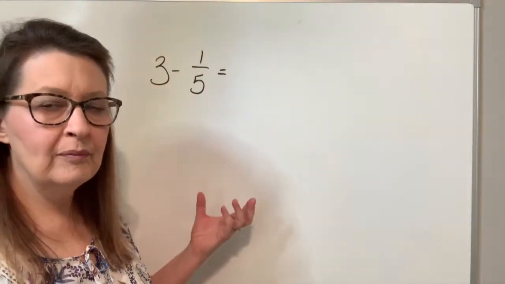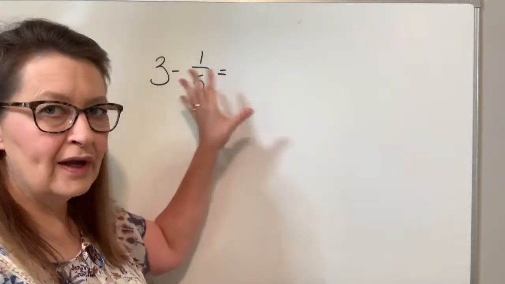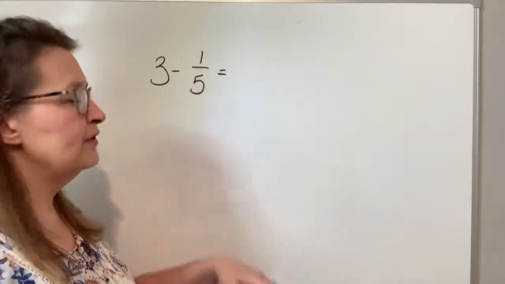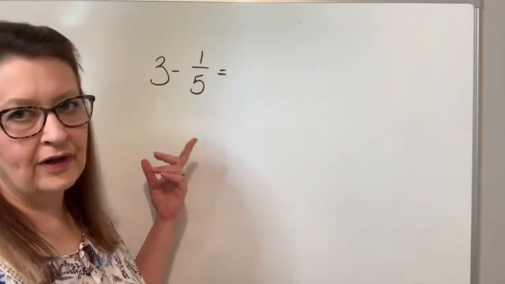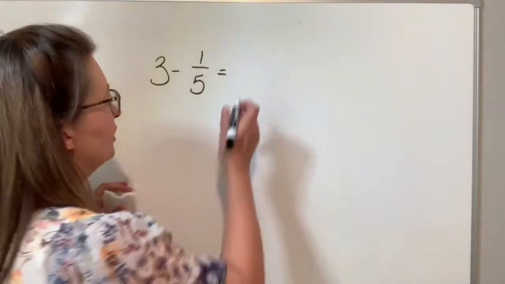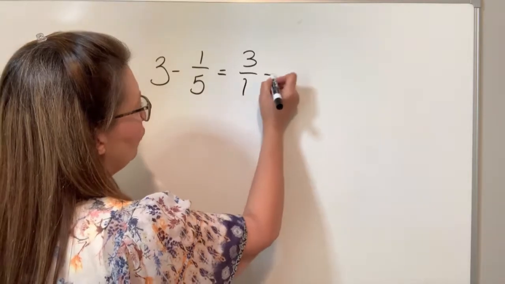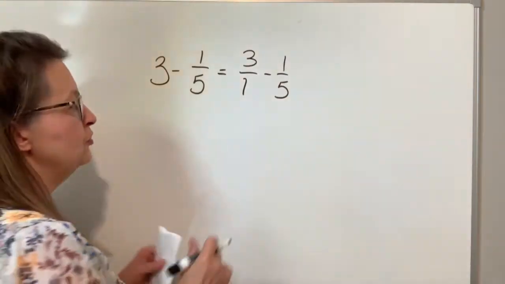Remember, any whole number is equal to itself over 1. So if you have a whole number that's trying to interact with fractions, I don't care if it's add, subtract, multiply, or divide, if you've got a whole number stuck in there that's trying to play with your fractions, then fix it. Change it to a fraction. Put it over 1. Now you're ready to proceed as usual.